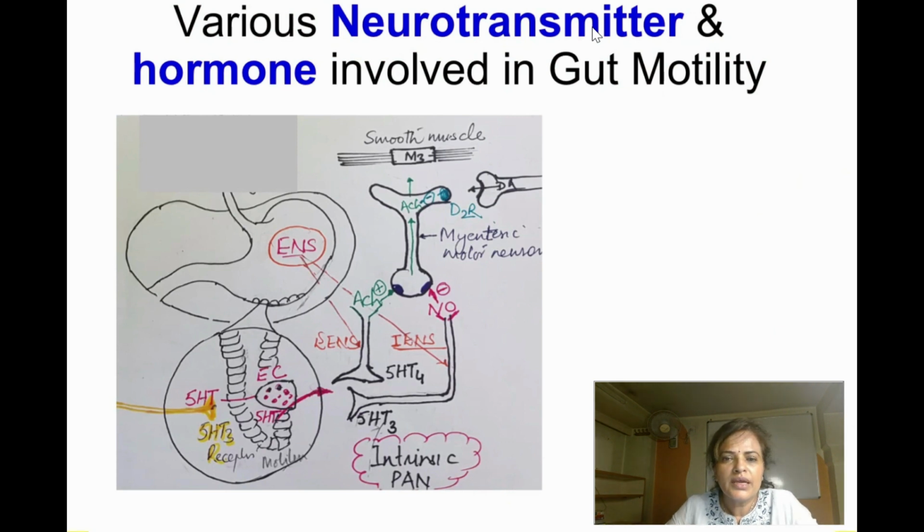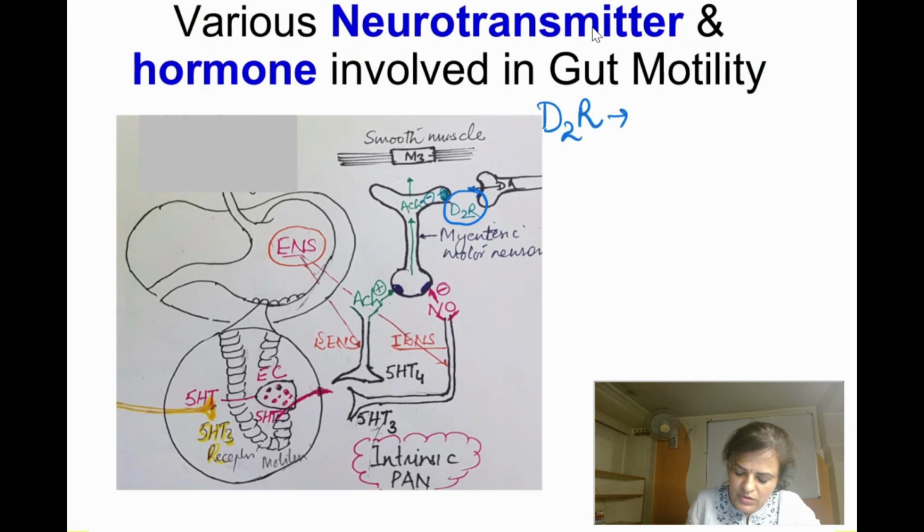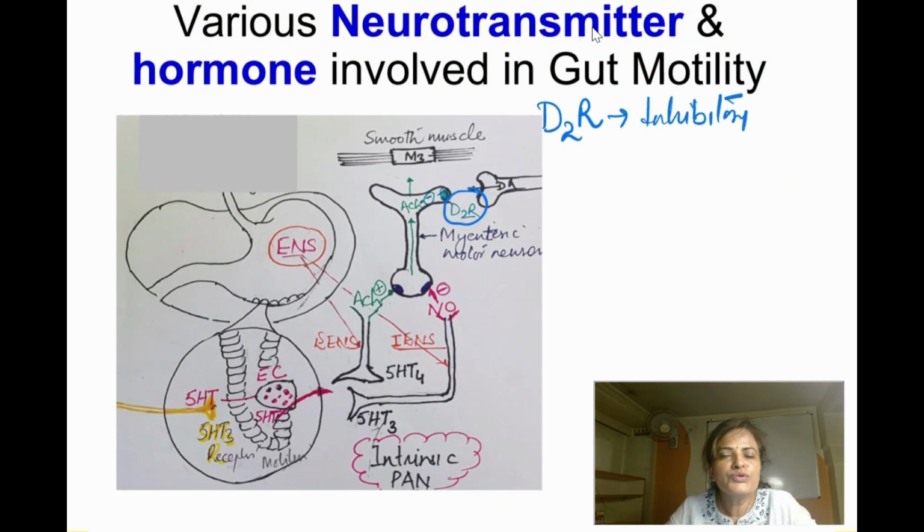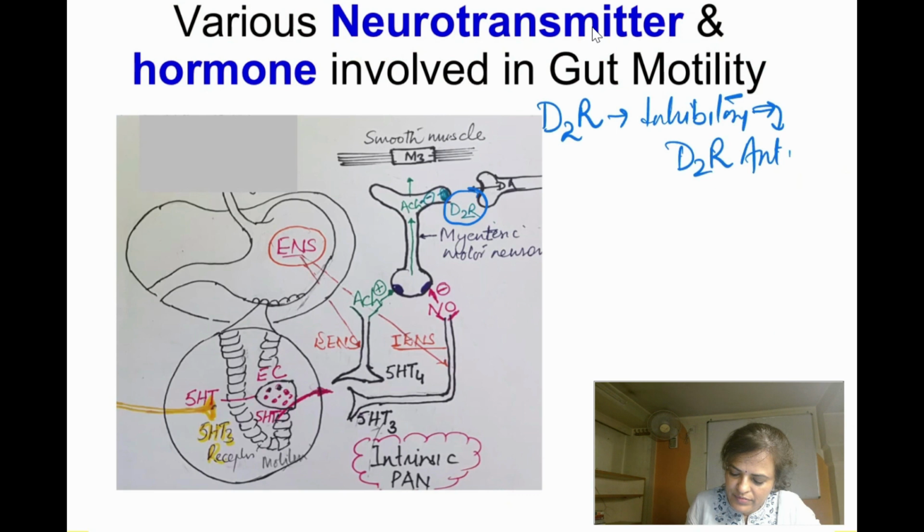Now just look at once again what are the various neurotransmitters and hormones which are involved in the gut motility. If I start from here, number one is D2 receptor. It is inhibitory. It is going to decrease the release of ACh. So if we give D2 receptor antagonist, they are going to cancel this inhibitory effect. So they are going to cause the release of ACh. So this is number one.